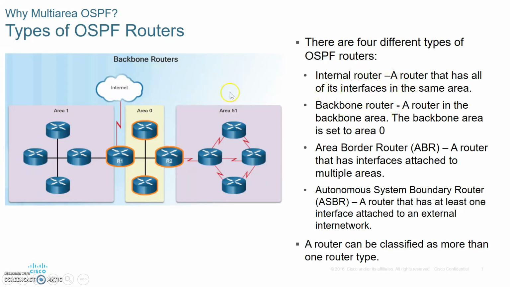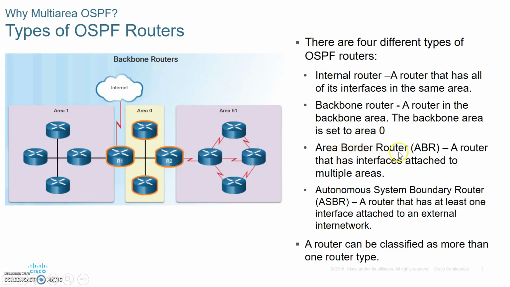The next classification of OSPF router in a multi-area OSPF is called the backbone router. A backbone router is a router that is connected to the backbone area, which is area 0. In this case, these four routers highlighted in orange are the backbone routers because they have at least one interface connected to area 0.